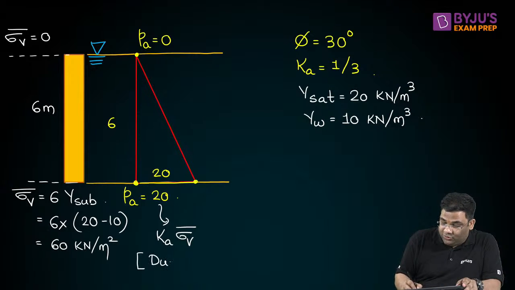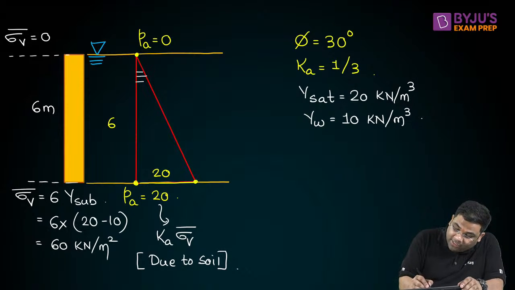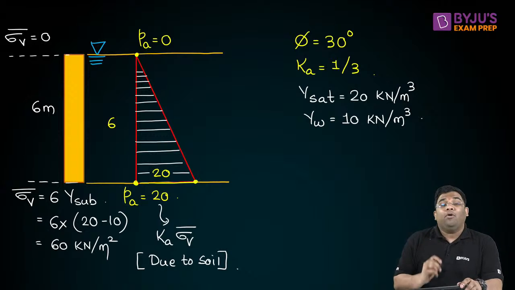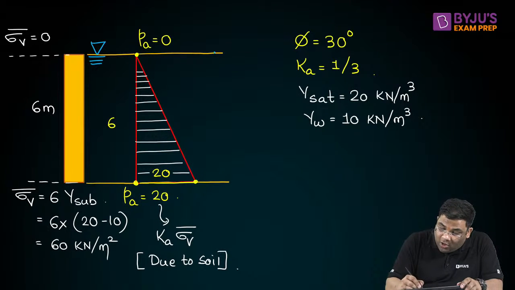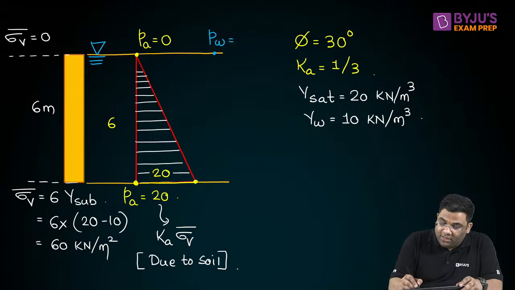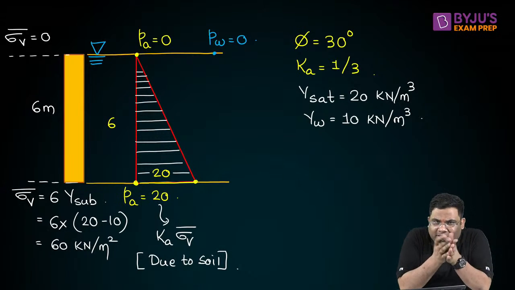The first distribution I am drawing is due to soil. But you have to consider the pressure due to water also, right? Now, the pressure due to water at the top will be 0. Yes, there is no water pressure at the top because there the depth of water is 0.